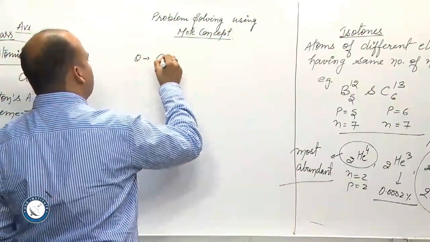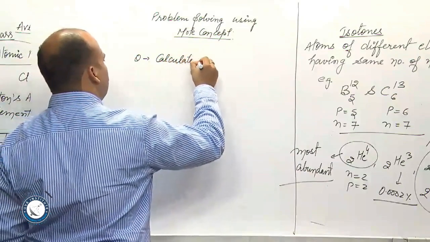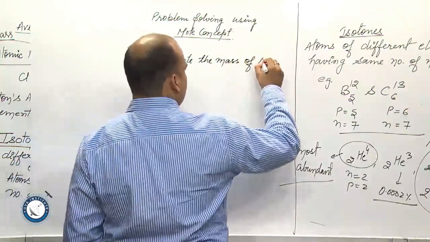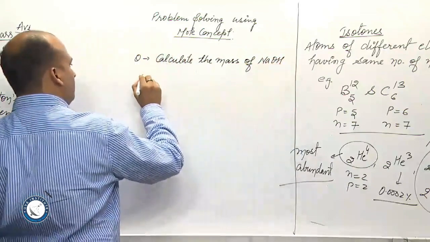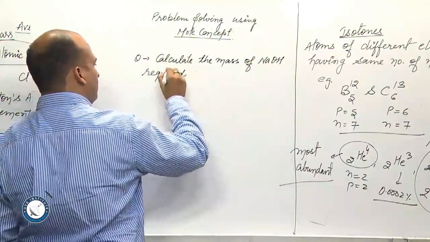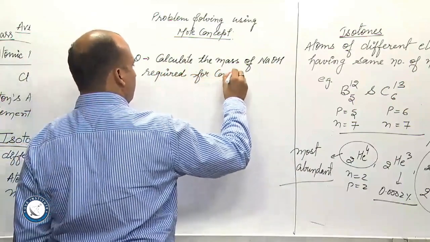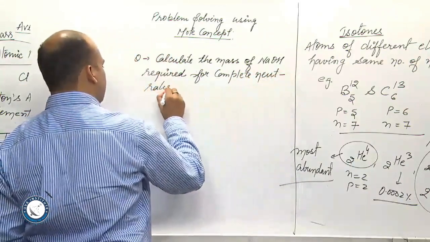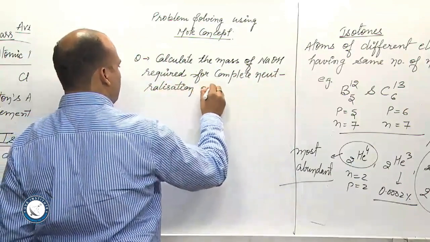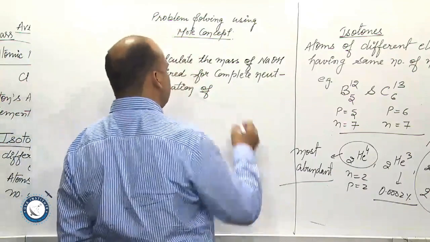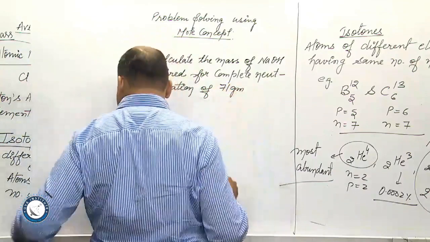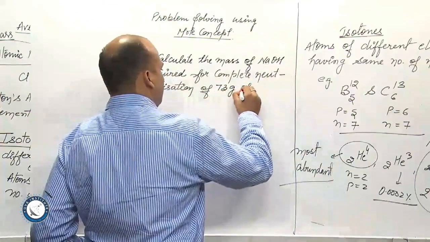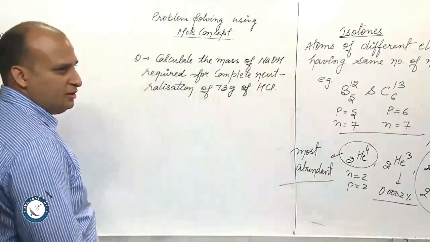So the question is, calculate the mass of NaOH required for complete neutralization of 73 grams of HCl. Okay. Now, this is a very simple question.